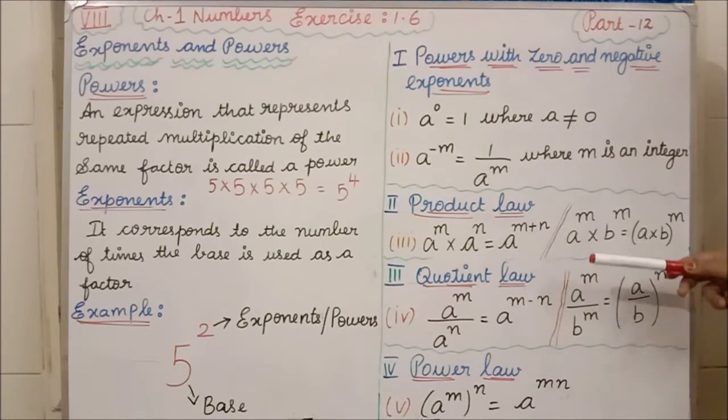Clear? Similarly, in the quotient law, if the bases are different, here a, here b, but the powers are same, here m and here m.